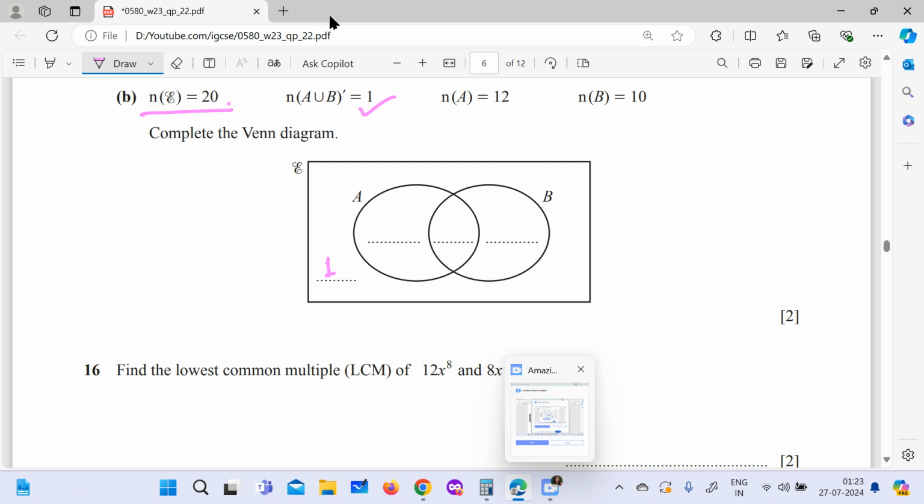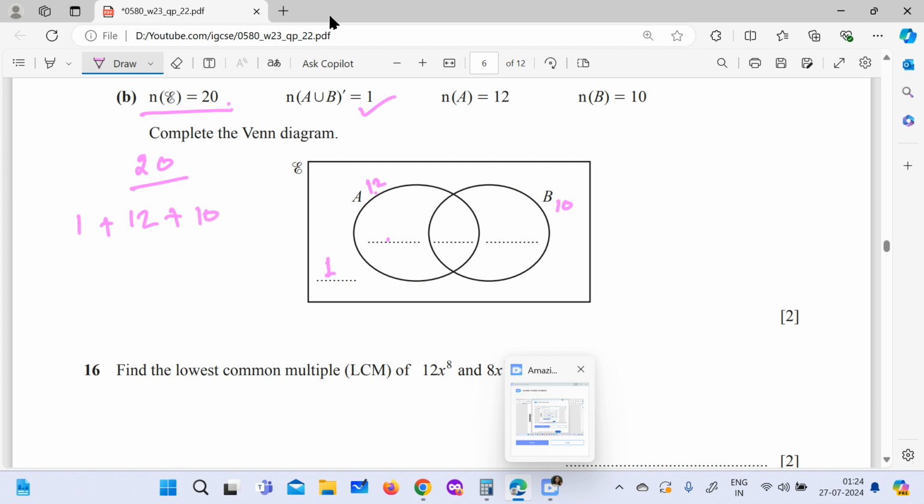And then n of A is 12. So this is 12, and it says that the number of elements in B is 10. So we need to write what will come here, here, here. You see that the total, we know, is 20. Out of 20, we have one already here. Then it says that here you should have 12, and for B you should have 10.